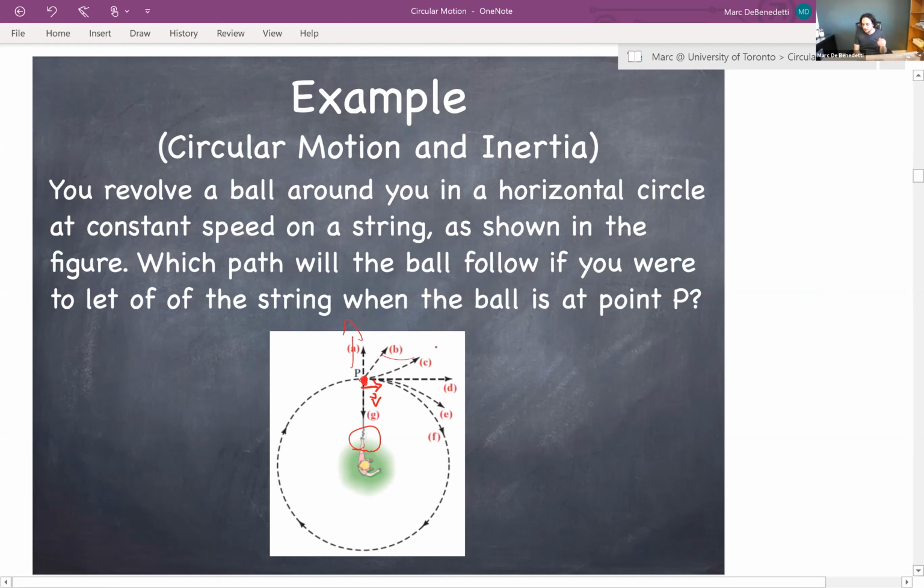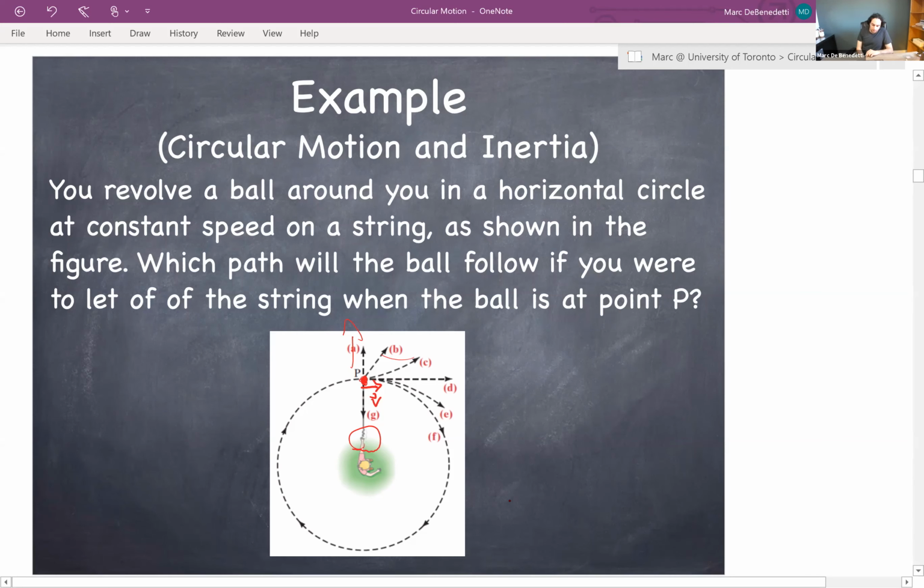B might be an understandable mistake. For people who think centrifugal force is an outward force, you'd say, okay, if there's something pushing the ball outwards and I let go of the string, then it will actually go to the right and a little bit outwards. So you might think B, or for that case, C. B and C look very similar. I guess the angles are just a little bit different.